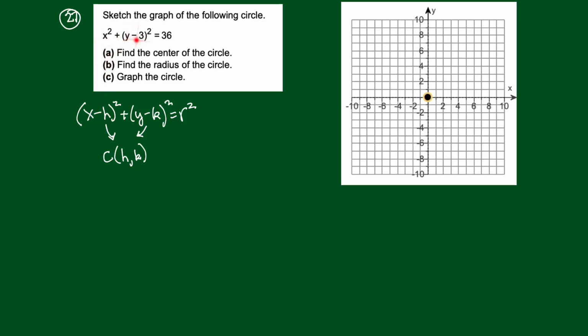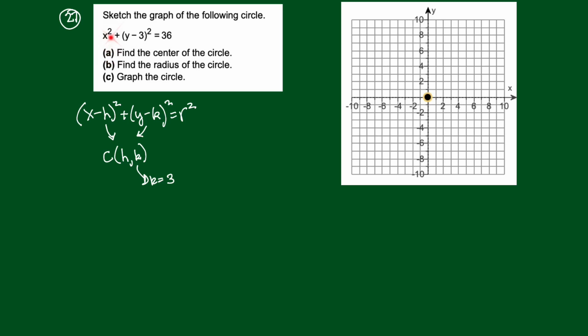Now look at the y minus 3. That's the y minus k, so it's pretty clear here that k matches the 3. All right, so I know that one. I know that k is equal to 3.